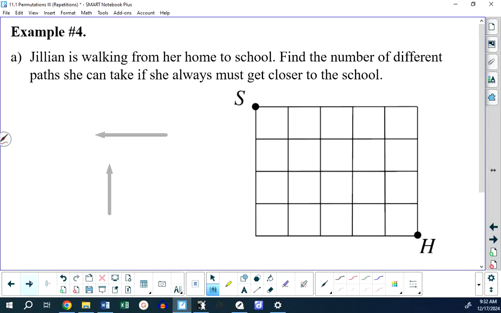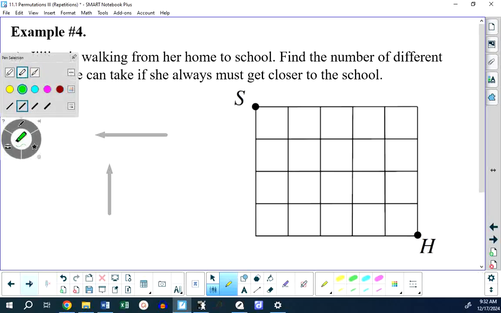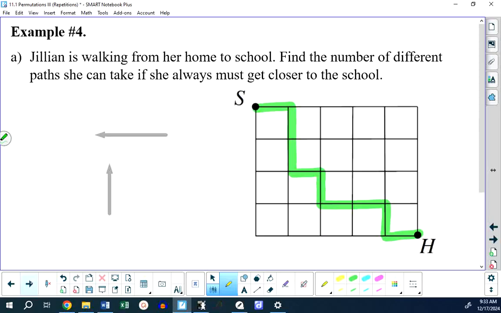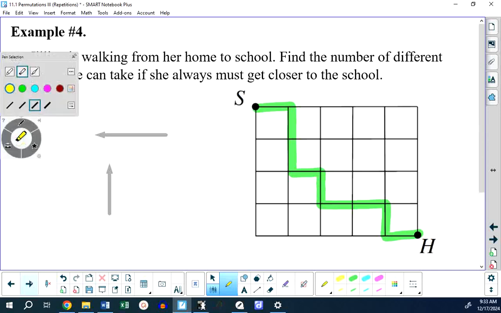So let me draw one of the paths for you. You could do this. But there's a condition: you always have to get closer to the school. If that condition isn't there, there's an infinite number of paths. You can just go around the block again and again and again, right? So that's one particular path. A second path might be the following.